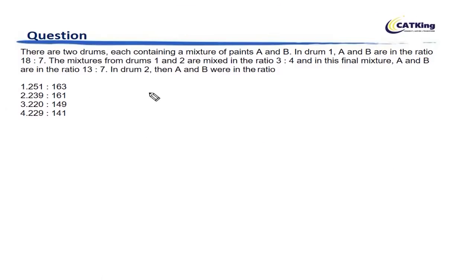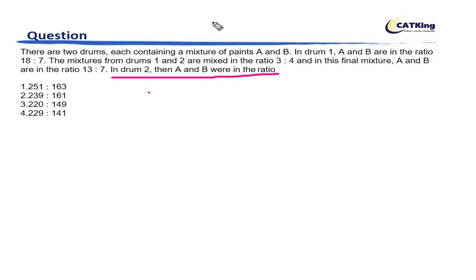Now, one question from arithmetic from mixtures. There are two drums each containing a mixture of paints A and B. In drum 1, A and B are in the ratio 18:7. The mixtures from drums 1 and 2 are mixed in the ratio 3:4. In the final mixture, A and B are in the ratio 13:7. Question is, in drum 2, A and B in what ratio?